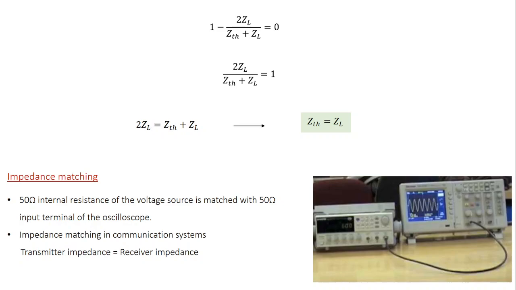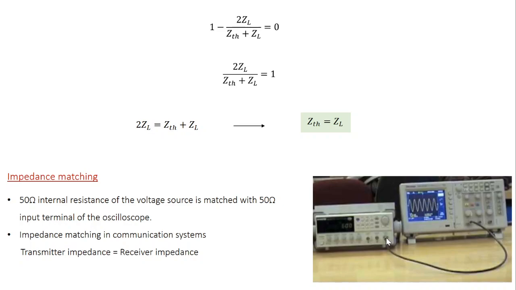In fact, if you want to be very careful about your experiment, you also need to make sure that the resistance of your BNC cable is 50 ohm. In that way, you have impedance matching at this junction as well as at this junction. Now, if the impedance is not matched, what is the problem?